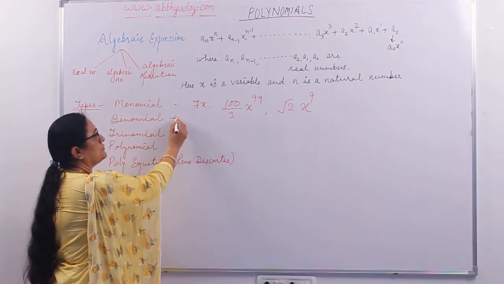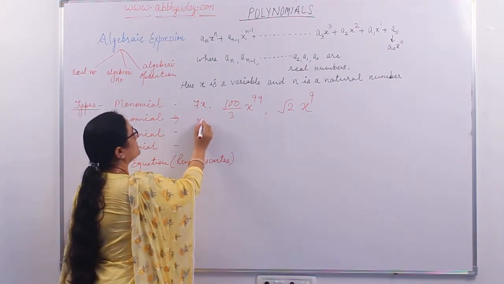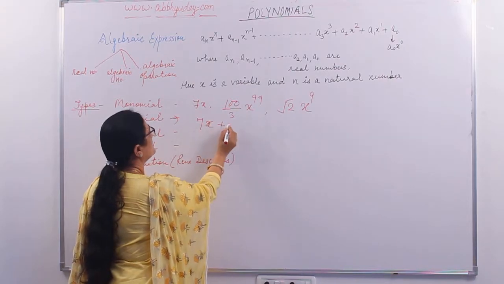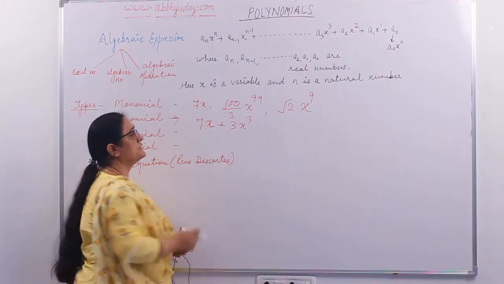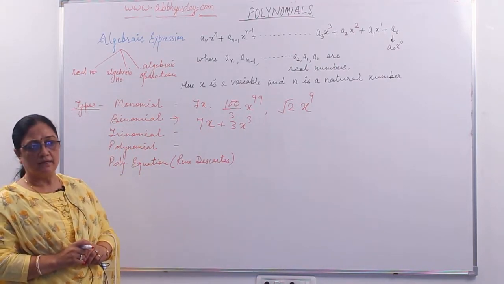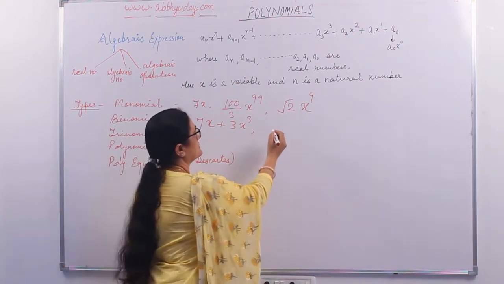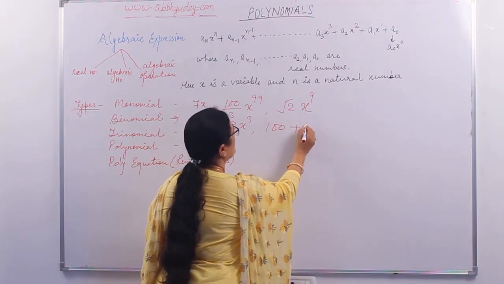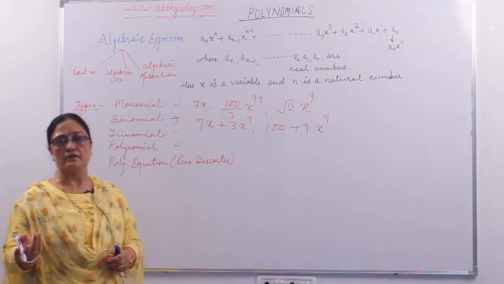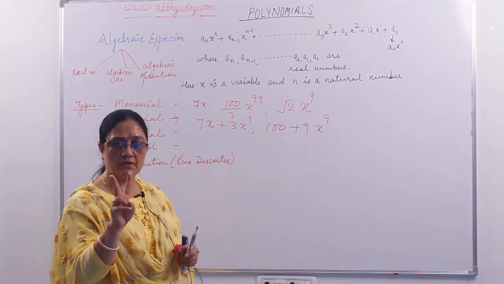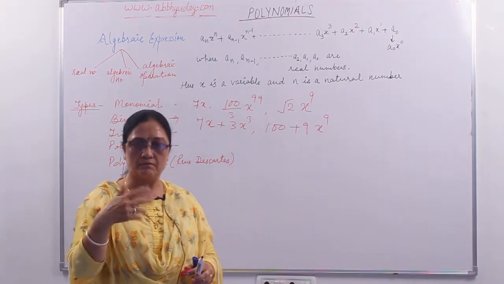There may be a binomial. Binomial, bi means 2. Now, 2 may be 7x + 3x^3. We can even write this way. Binomial. Again, power का कोई बहुत बड़ा रोल नहीं है. It should have only two terms. जैसे मैंने लिखा 100 + say 9x^9. It is again a binomial. So binomial में दो terms होंगी. Terms का मतलब कि उनके बीच में प्लस या माइनस साइन लगा होगा तो terms होंगी.